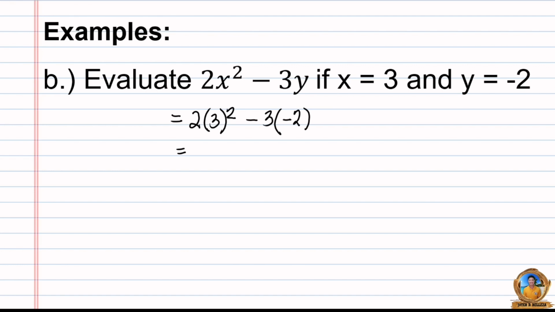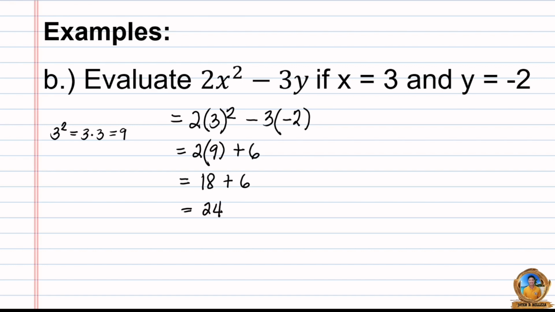Okay? So pwede nating unahin itong ating 3 raised to 2. So we have 2 times, okay, 3 raised to 2. Linawin lang natin, ang 3 raised to 2 is equal to 3 times 3, which is equal to 9. No? Naalala pa ba natin yan? So dapat ma-recall natin yan. So that is 3 squared is equal to 9. And then we have here negative 3 times negative 2. So negative times negative, that gives us positive. And 3 times 2 is 6. Now simplifying, we have 2 times 9 is 18 plus 6, that gives us 24. Okay?